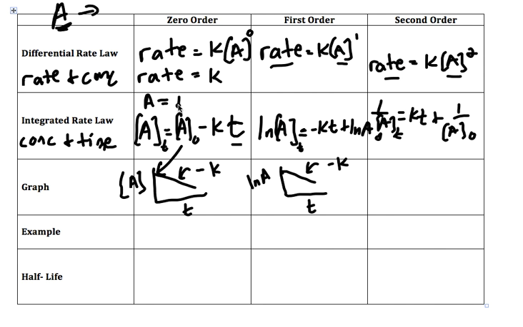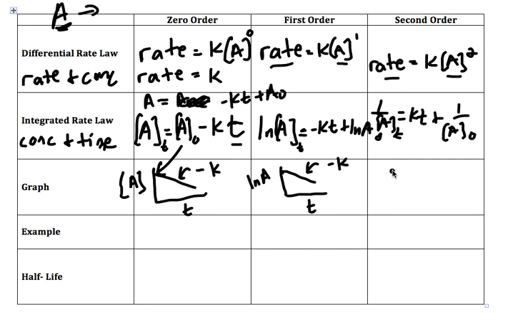A equals A naught minus, oh my gosh, I just screwed it up again. A equals minus kt plus A naught. So we can kind of see that looks a little bit more like an mx plus b equation that I'm relating to here. So now the natural log versus time gives us a straight line.